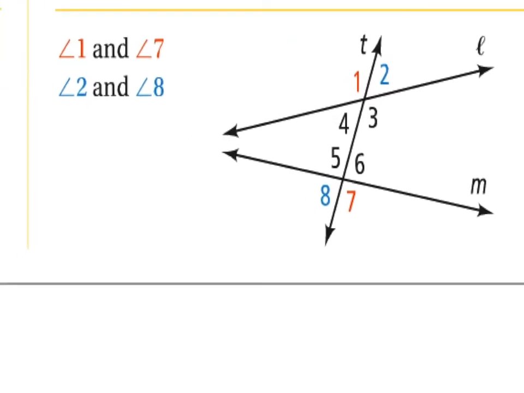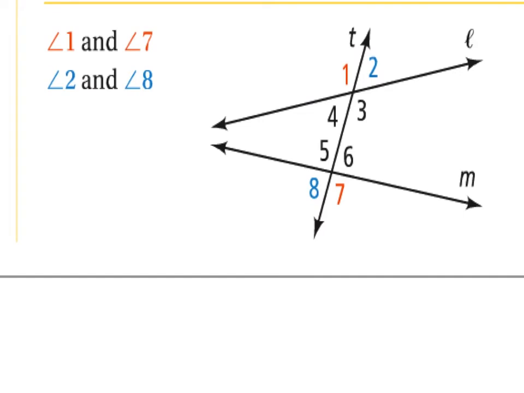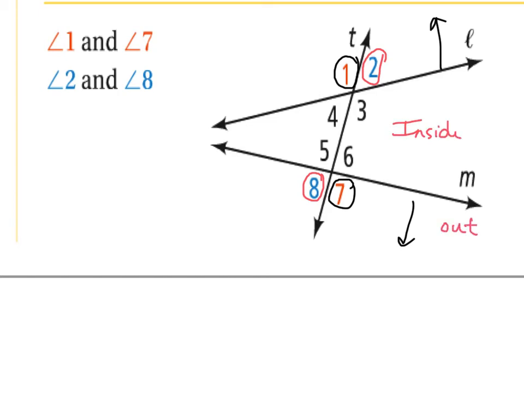So, as we look at this picture here, okay, angle 1 and angle 7, they're now on the outside of L and M, but they're on opposite sides of the transversal, okay, the line that cuts through. Same thing with 8 and 2. 8 and 2 are on opposite sides of the transversal, but they're on the outside of L and M. Remember, this is the inside of L and M. This is the outside of L and M. Okay, these are alternate exterior angles.